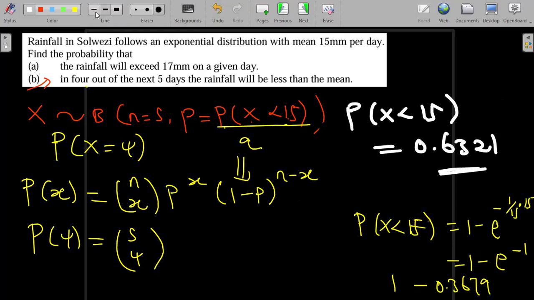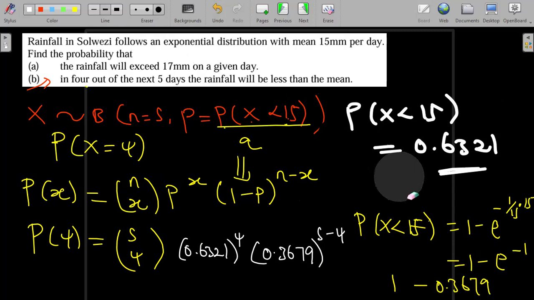So wherever there's p, I'm putting that. So where there's p here, I'm putting this: 0.6321 to the power x, which is 4. And then 1 minus p is going to give me 0.3679 to the power n minus x, which is 5 minus 4. So this is the probability that we are looking for.